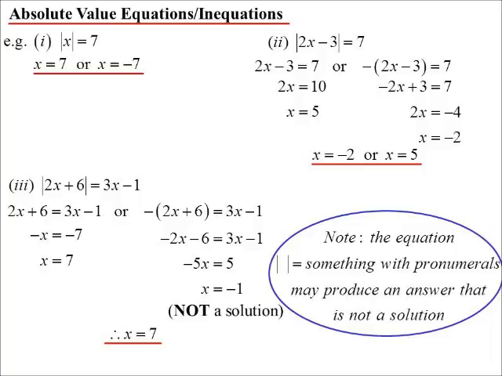Okay, let's have a look at the inequation. So it's the absolute value that we change the sign on. So either x plus 5 is less than 2, or the negative of x plus 5 is less than 2. So x is less than negative 3, or x is greater than negative 7.